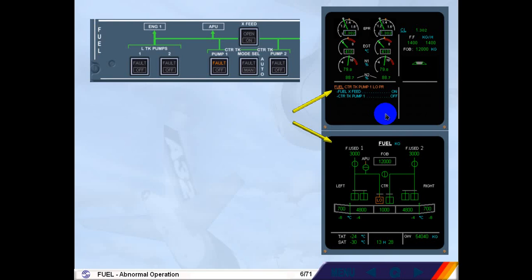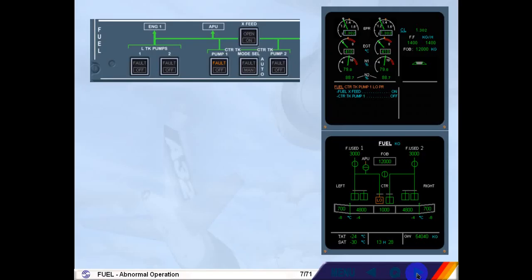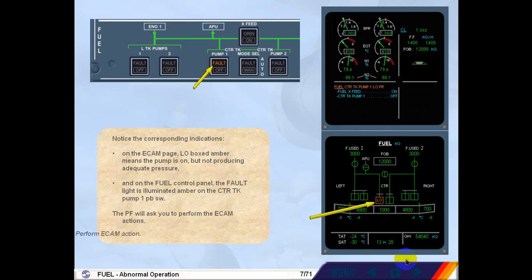Notice that the ECAM fuel page is automatically displayed. Notice the corresponding indications. On the ECAM page, low boxed amber means the pump is on but not producing adequate pressure. And on the fuel control panel, the fault light is illuminated amber on the center tank pump 1 push-button switch. The pilot flying will ask you to perform the ECAM actions. Perform ECAM action.